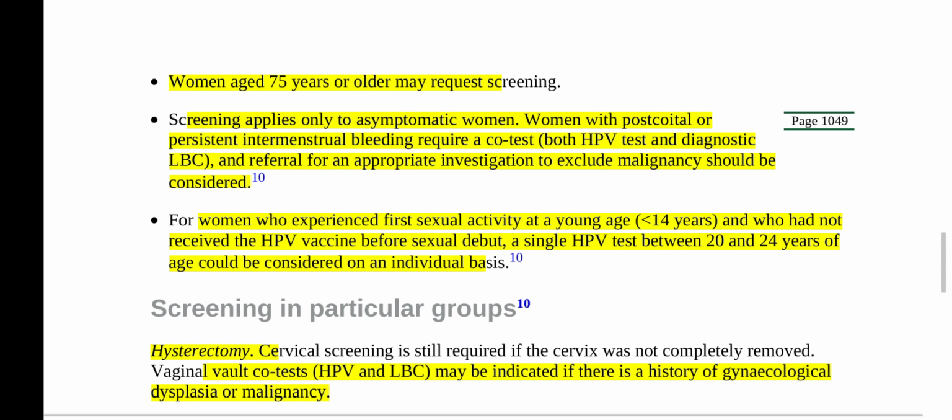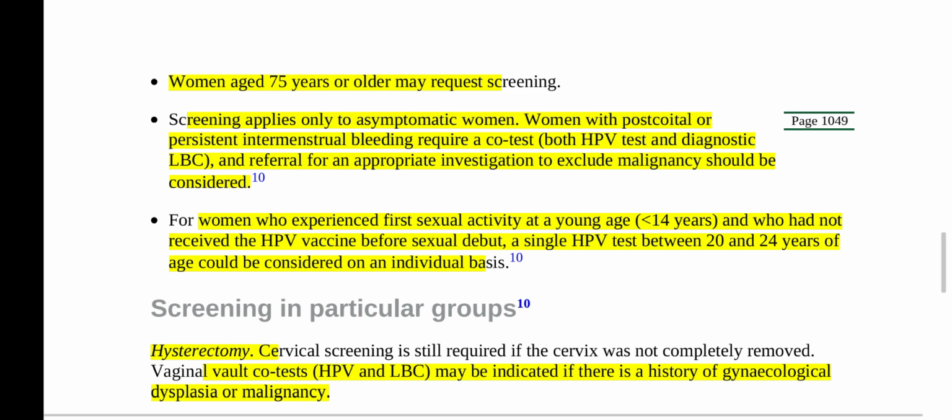Women with postcoital or persistent intermenstrual bleeding require a co-test. This can come in SBA. Both HPV and liquid-based cytology are required for those women having postcoital or persistent intermenstrual bleeding. Then referral for an appropriate investigation to exclude malignancy should be considered. This is a very important point.